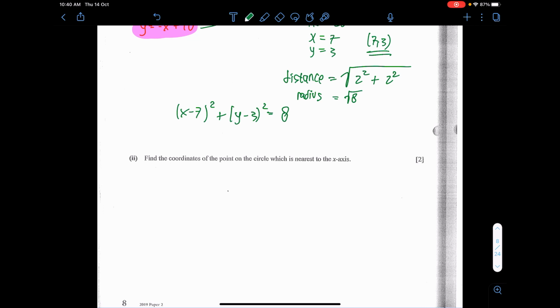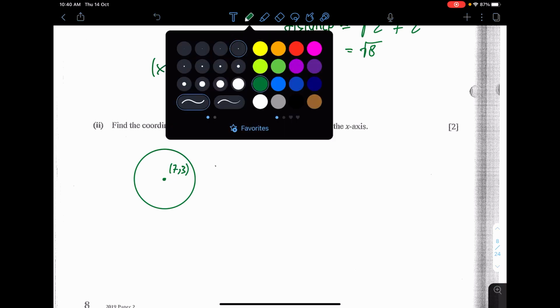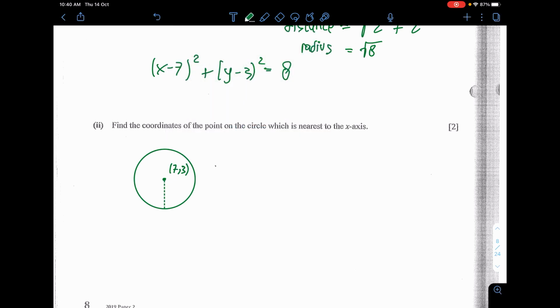Find the coordinates of the point of the circle which is nearest to the x-axis. Now, let's draw the circle. The circle center is 7,3, and the radius is 8 units. If that's the case, I track this perfectly downwards, and the coordinate must be 7, -5, technically. Then if I draw the x-axis, maybe around here, and then the y-axis, maybe around there.